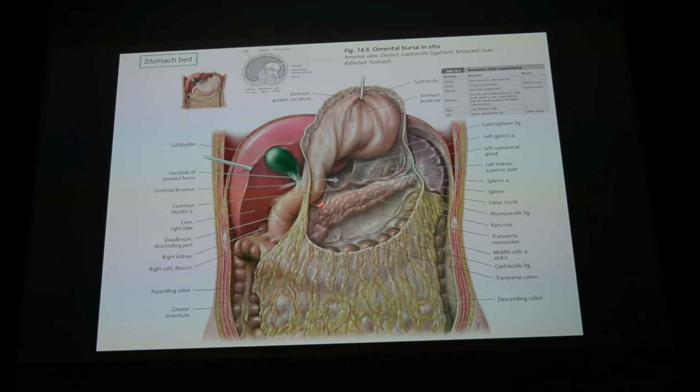The pancreas is shown. The neck, body and tail of the pancreas are shown. You can see the splenic artery. You can see partially the celiac trunk. You can see the left kidney, left suprarenal, transverse mesocolon, part of the spleen. These are the structures making my stomach bed or omental bursa. These are the boundaries and all that is there. Who's anterior, who's posterior, who's superior, who's inferior, all has been mentioned here.